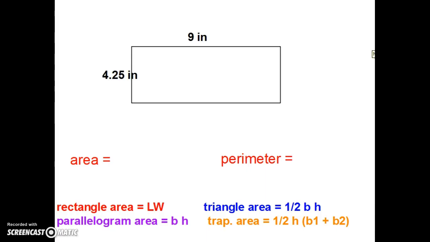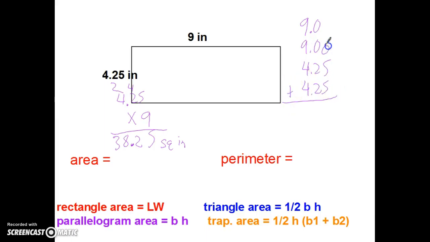Here's one for you to try out. Again, I'm putting the one with the fewest places on the bottom, so I've got 9 times 4.25. 45, 18, 22, 36, 38, and this time I move my decimal over 2 spots. 38.25 square inches. Remember, the 9 is 9.0, 4.25.